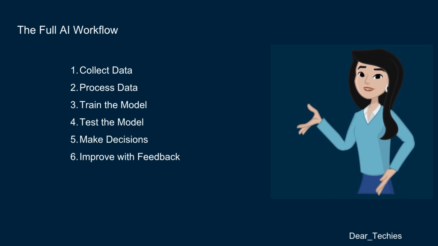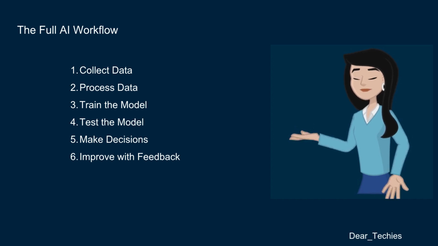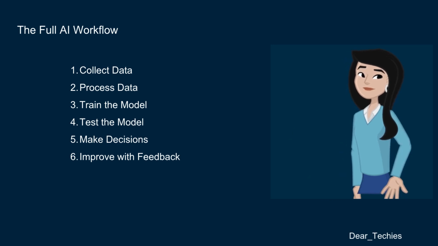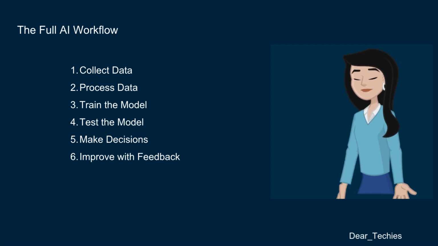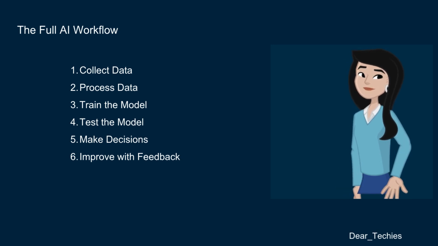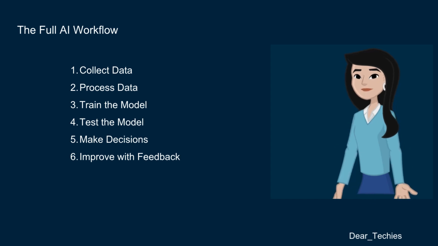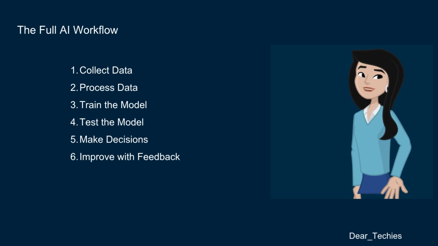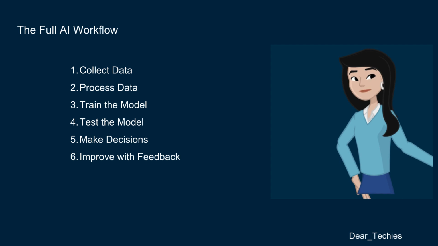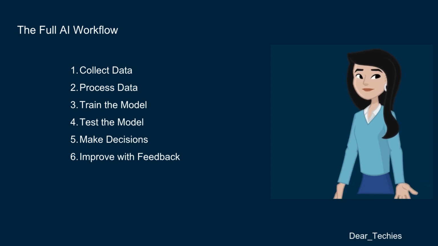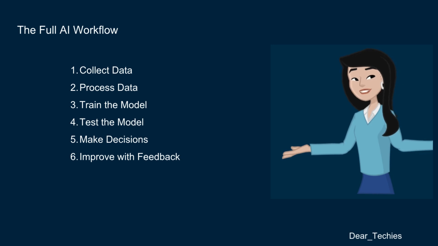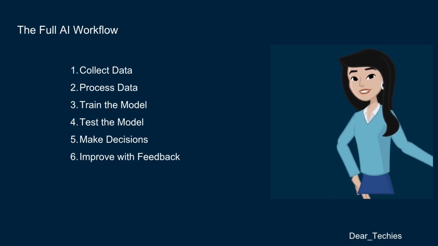So, let's quickly review the entire AI workflow. Collect data. Process the data. Train the model. Test the model. Make decisions. Improve with feedback. This process repeats again and again. And each time, the AI becomes more intelligent. That's how systems like ChatGPT, self-driving cars, or recommendation engines keep getting better every day.